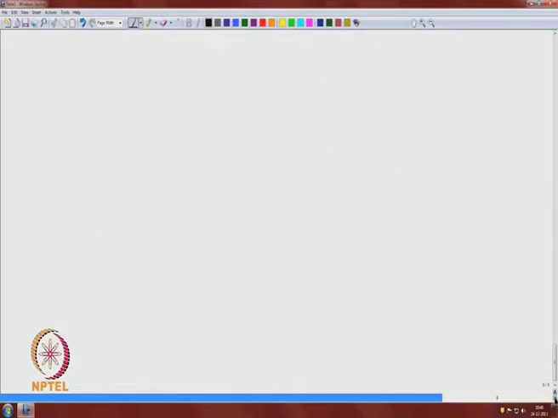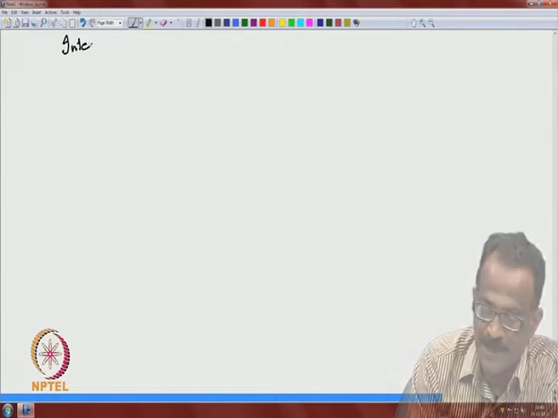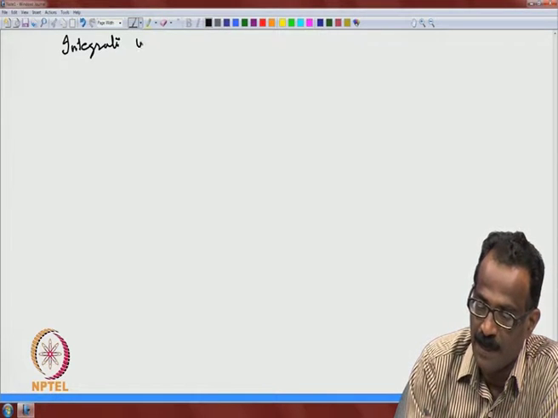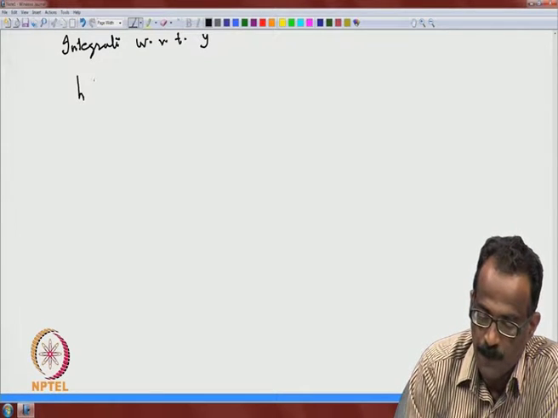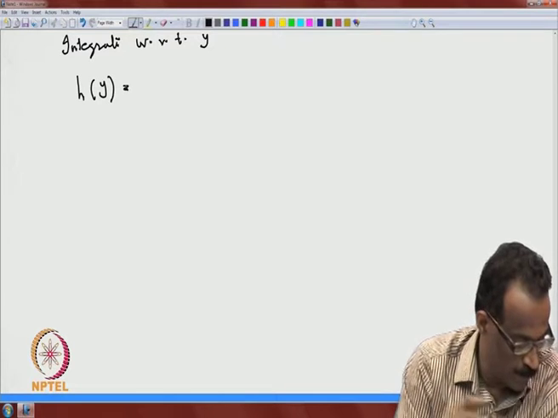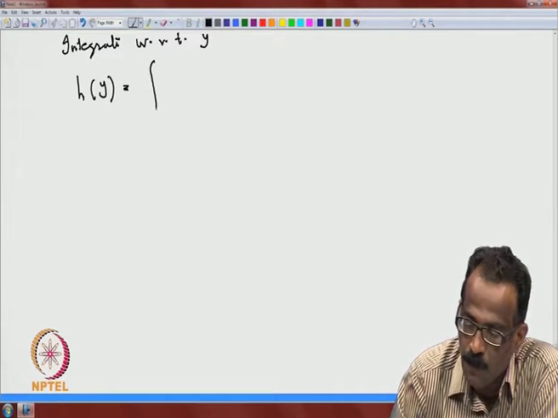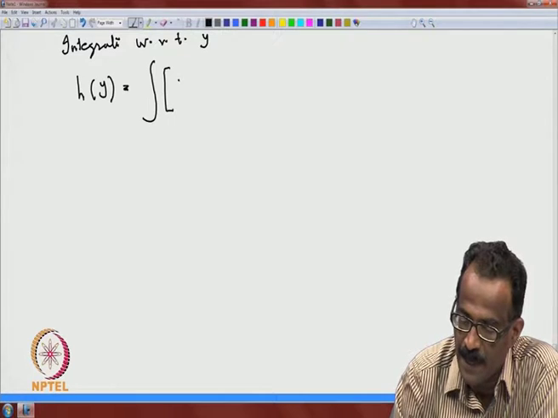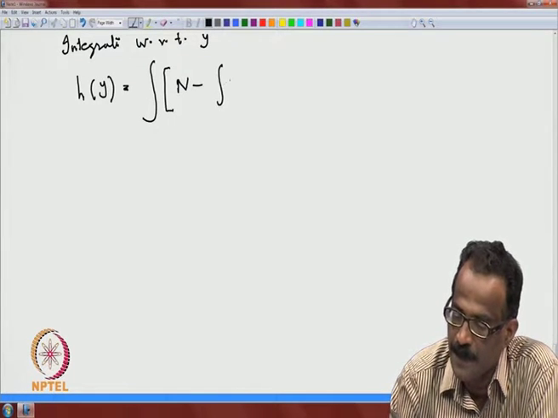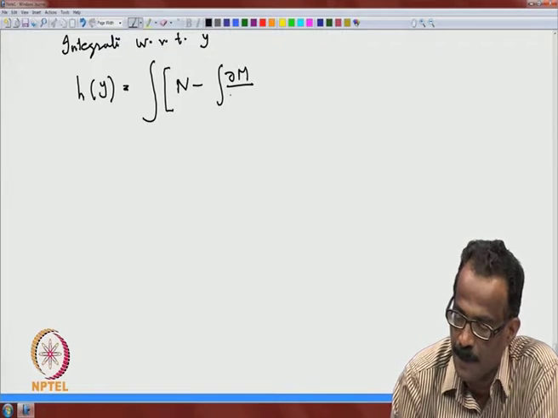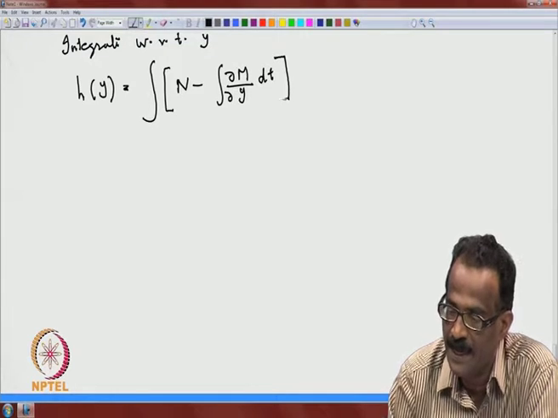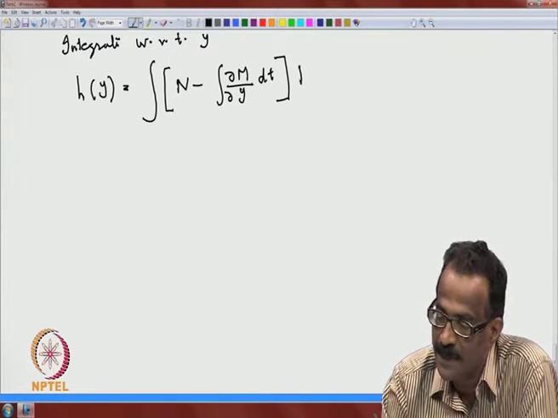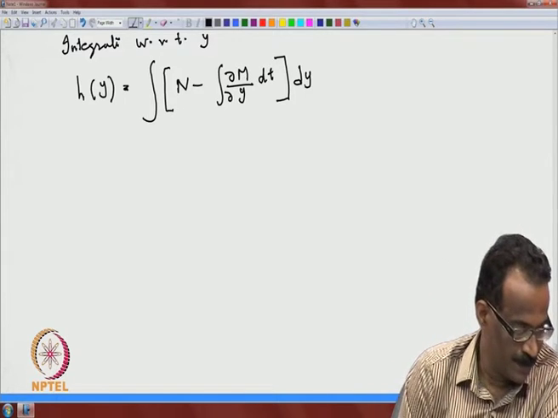Okay. So, integrate, again it is an integral calculus problem. Integrate with respect to y, you will get h of y equal to the integral of n minus the integral of dm by dy, where the inner integral is with respect to t, and then this outer integration is with respect to y. So, you have that one.